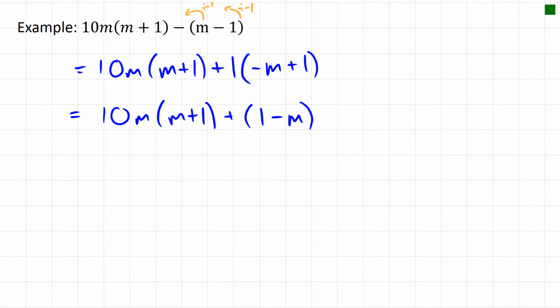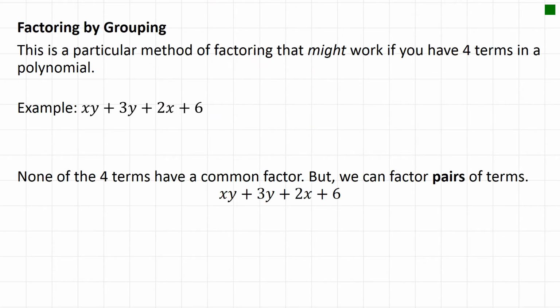So what I just really wanted to show you was that what really matters is that both pieces of the binomial have opposite signs of one another. Here, the m's had the same sign to start with, so these aren't true opposites of each other like the last example. So this skill that we just covered there is an important part of a type of factoring called factoring by grouping. And this is a method of factoring that might work if we have 4 terms of a polynomial.